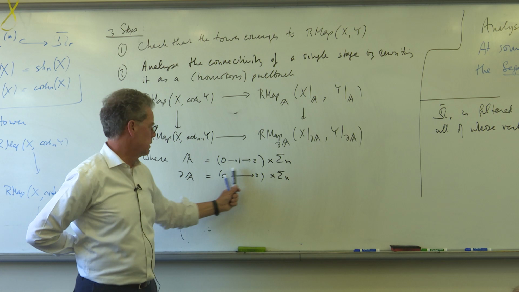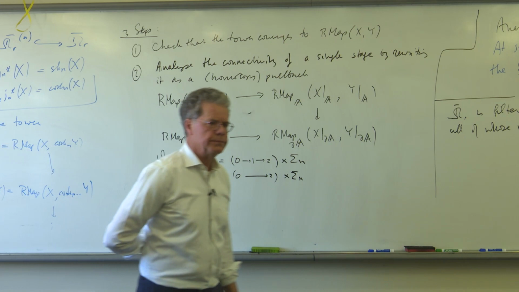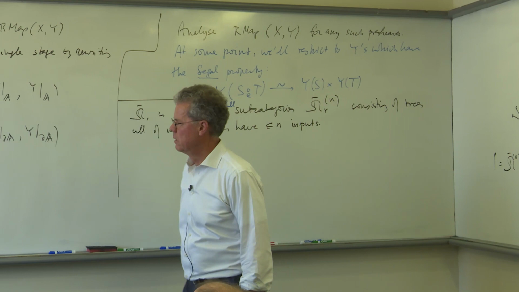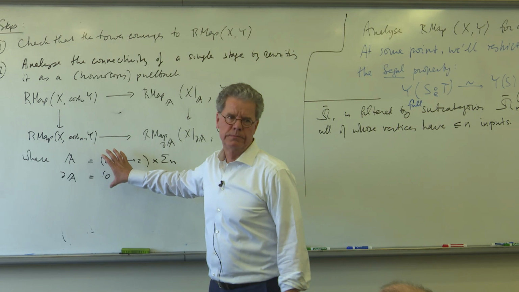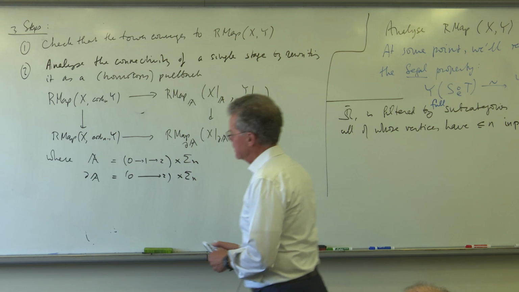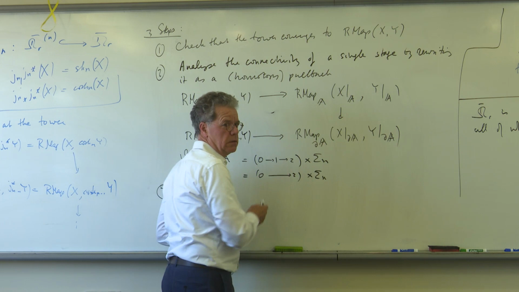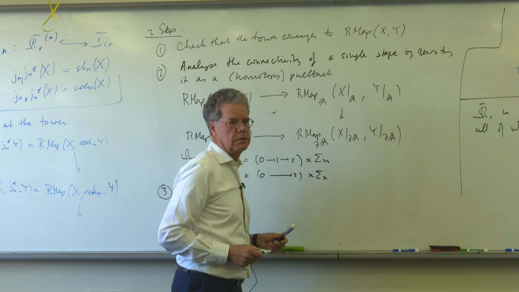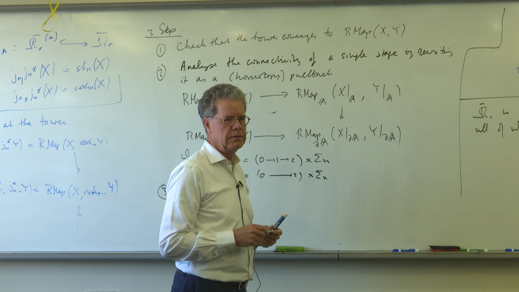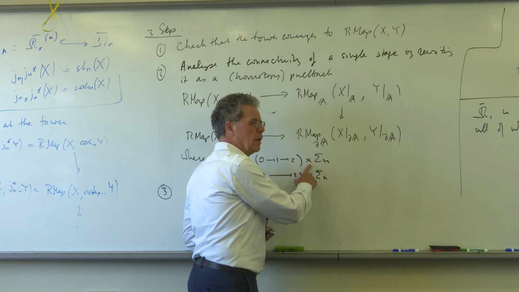Could you please say that once more? Is A a subcategory of omega? No. So what is the group of X restricted to A? I'm going to tell you. Okay? And what is the meaning of this notation times sigma n? This is a category, and this is also a category, and I take the product of two categories. Sigma n is a category with one object. Yes. And this is the product of two categories. Good. Okay?